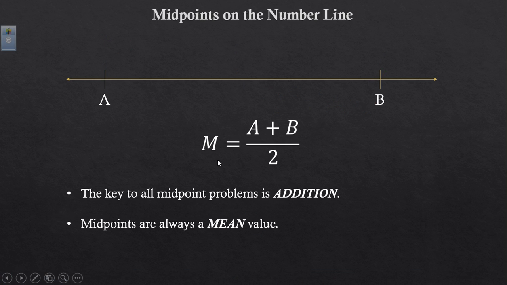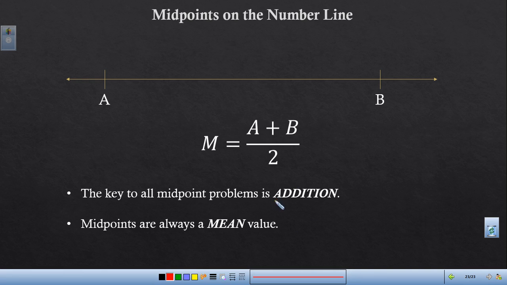So the formula for midpoints on a number line is the midpoint m is equal to a plus b divided by 2. We have 2 key ideas to this problem. The first is that it's an addition problem. Always addition. This is in contrast to distance, which we learned about yesterday, which is a subtraction problem. Distance is a subtraction problem, while midpoints are addition problems. Midpoints are mean values. It's the average, the sum of 2 values divided by 2.